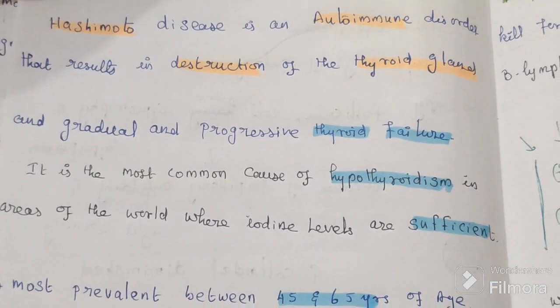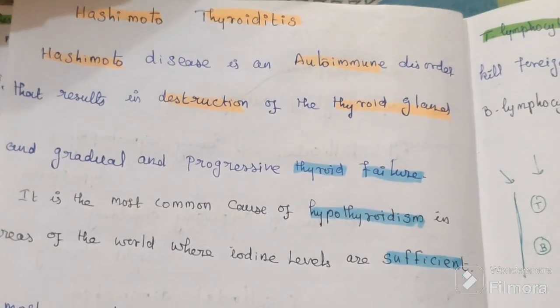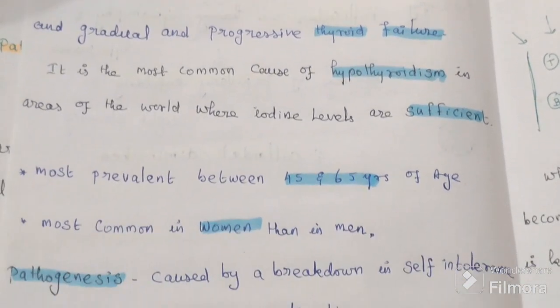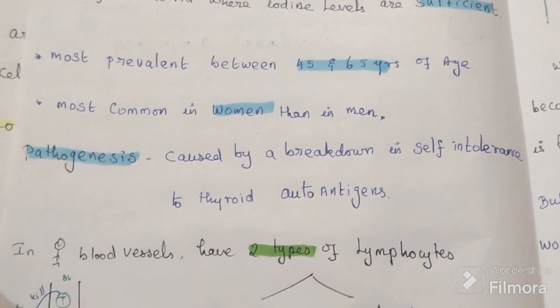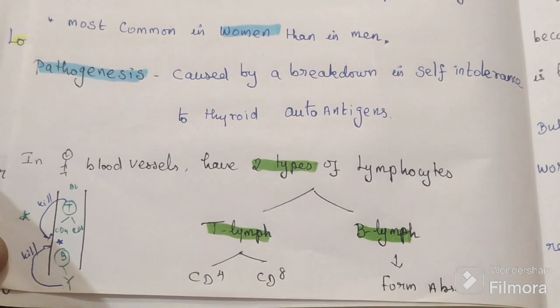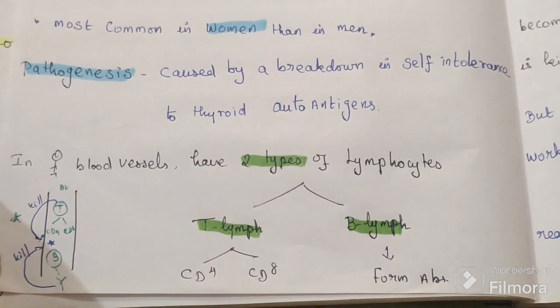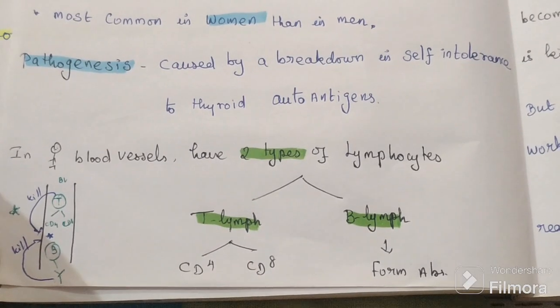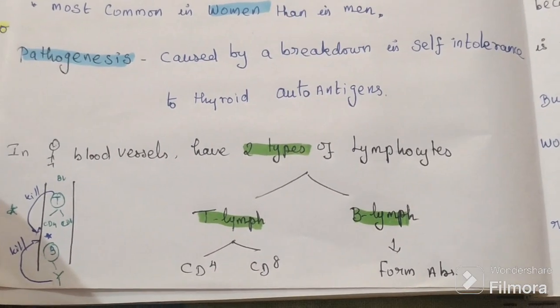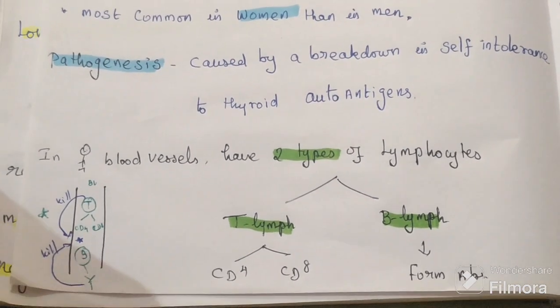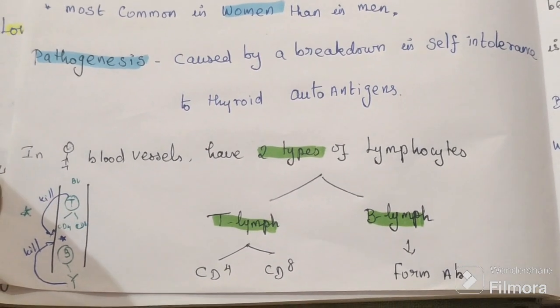Second, hypothyroidism, Hashimoto thyroiditis, we discussed. This one affects the 45 to 65 age group. Two types of cells, B and T lymphocytes. B lymphocytes form antibody, T lymphocytes are two types of cells, CD4 and CD8 cells. All are acting against the self, mistaken as foreign particles.